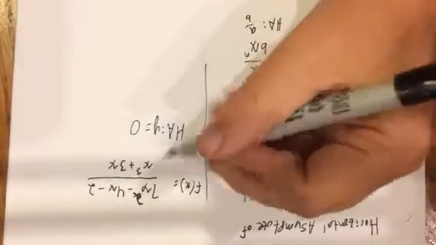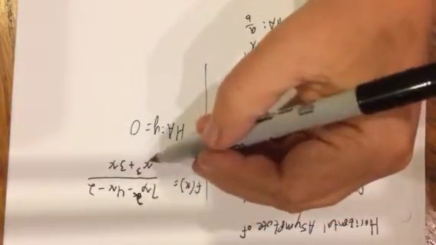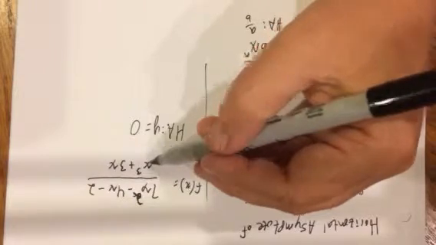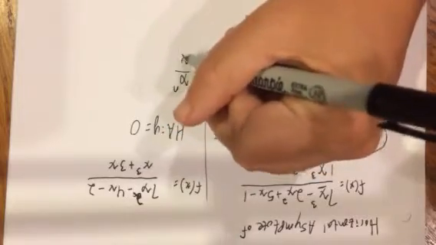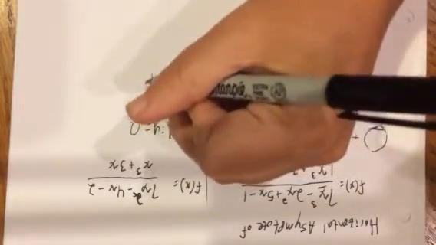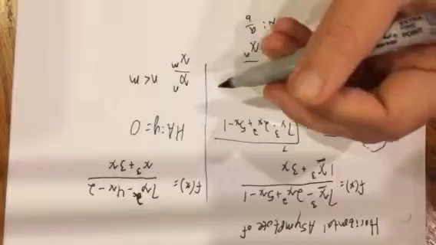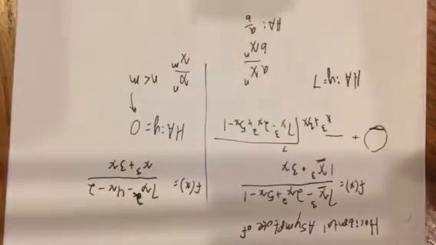If my highest exponent at the top is less than my highest exponent on the bottom, so x to the n over x to the m, where n is less than m, then my horizontal asymptote is just going to be 0 because it can't actually happen. It's nothing. Okay, we'll look at the third case in a minute.